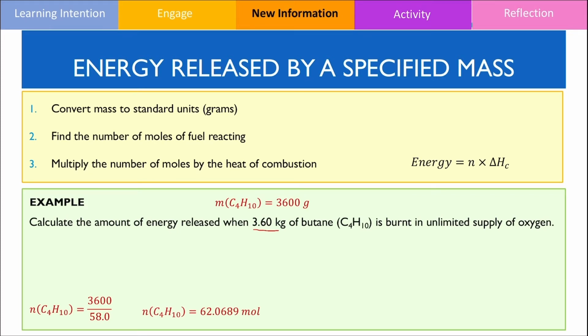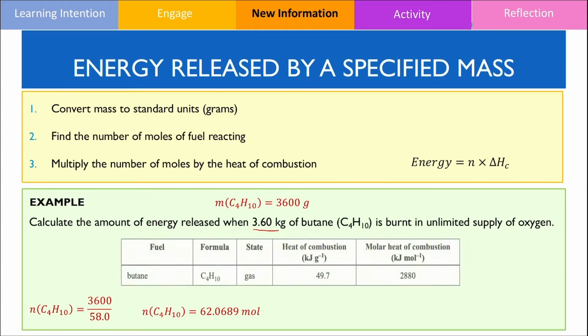By referring to the VCAA data booklet, we know that 1 mole of butane releases 2,880 kilojoules of energy. Because we've got 62.0689 moles of butane, to find out the amount of energy released, we're going to multiply that by the molar heat of combustion, giving us an answer of 1.79 times 10 to the power of 5 kilojoules.